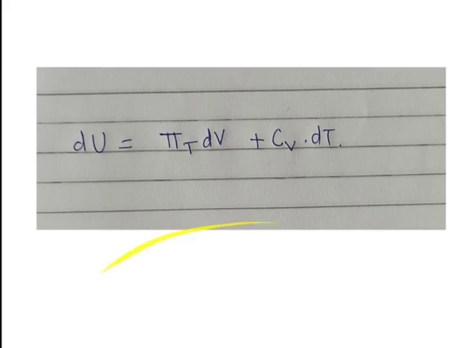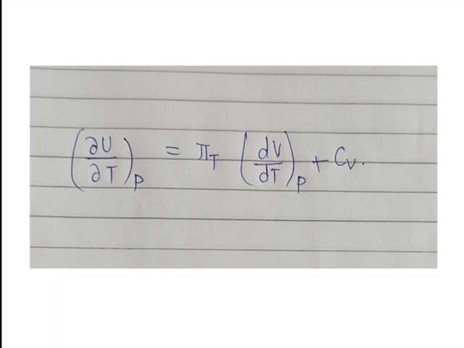Now the equation can be written as du by dt at constant pressure is equal to pi t into dv by dt at constant pressure plus Cv. So this equation is written when the pressure is constant, or the change in internal energy at constant pressure is given by the equation du by dt at constant pressure is equal to pi t in bracket dv by dt at constant pressure plus Cv.